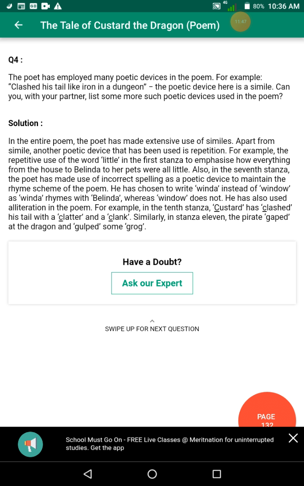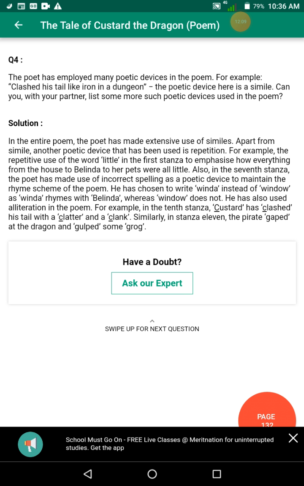Now, the poet has employed many poetic devices in the poem. For example, clashed his tail like iron in the dungeon. The poet's device here is a simile. Can you, with your partner, list some more poetic devices used in the poem?